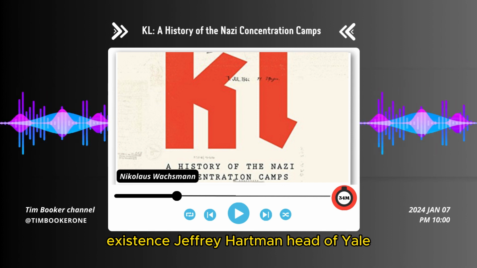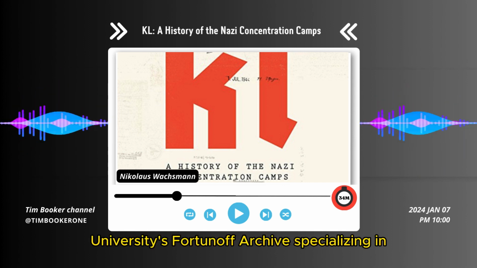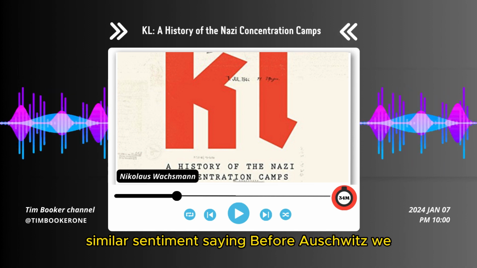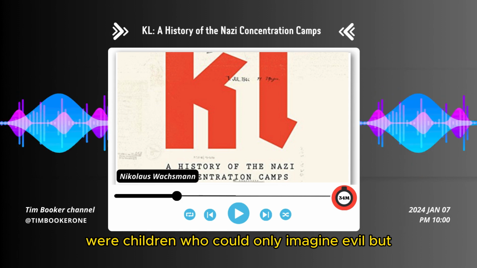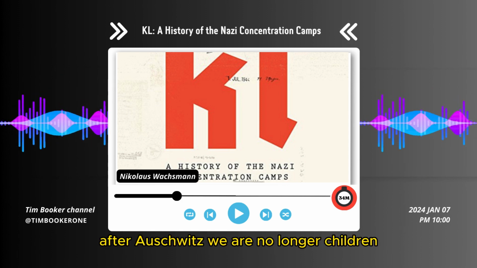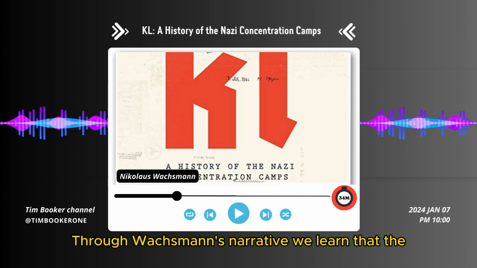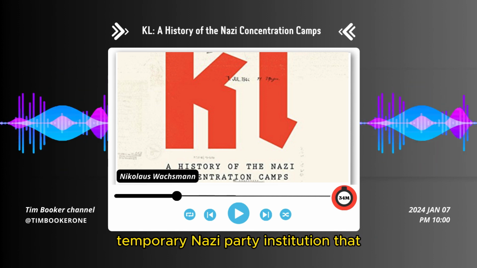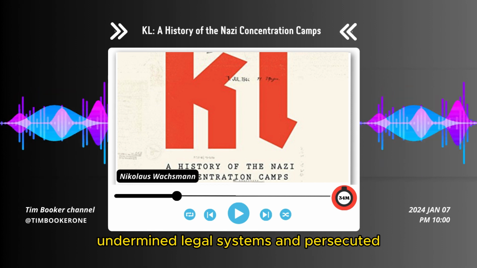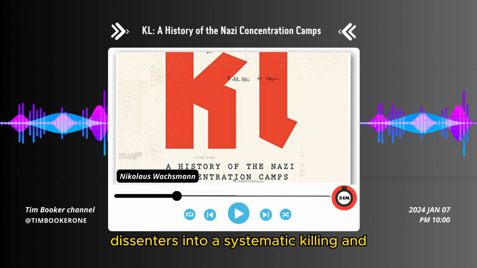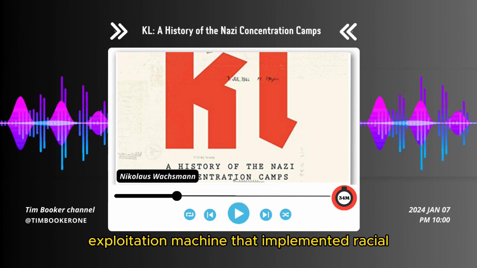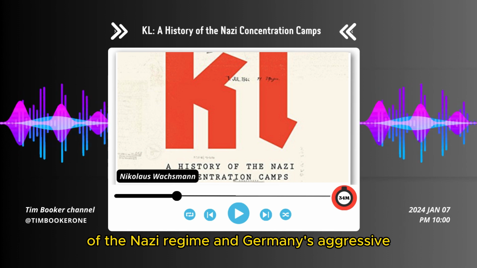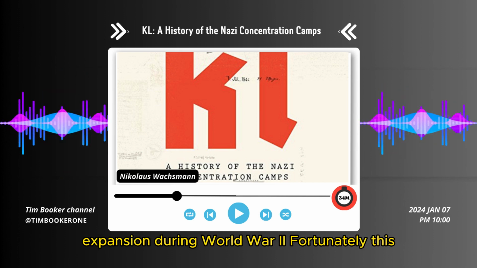Jeffrey Hartman, head of Yale University's Fortunoff Archive, specializing in Nazi genocide-related materials, expressed a similar sentiment, saying, "Before Auschwitz, we were children who could only imagine evil, but after Auschwitz, we are no longer children." Through Wachsmann's narrative, we learn that the Nazi concentration camp system evolved from a temporary Nazi party institution that undermined legal systems and persecuted dissenters into a systematic killing and exploitation machine that implemented racial extermination, coinciding with the establishment of the Nazi regime and Germany's aggressive expansion during World War II.